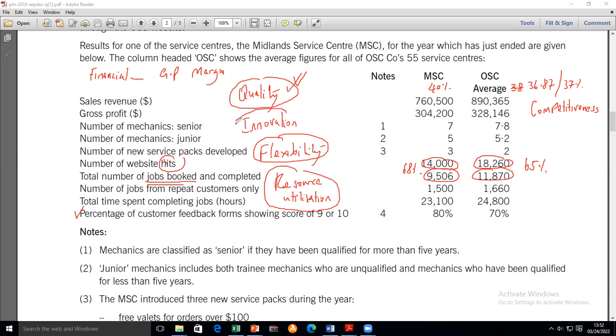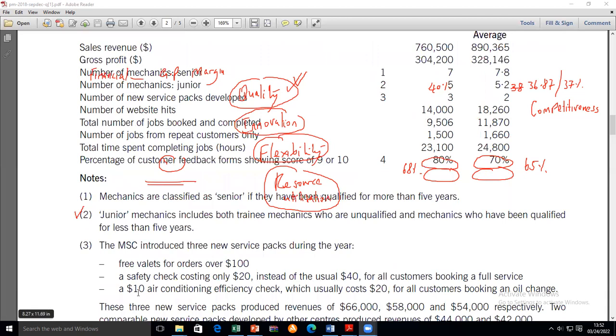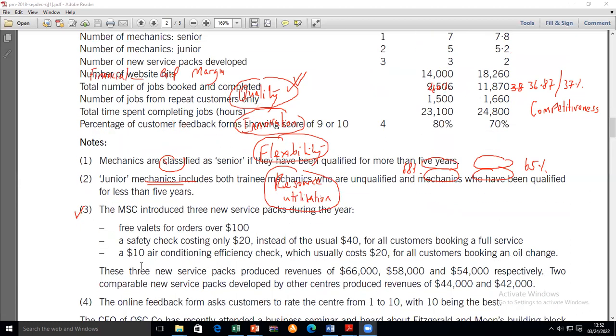What of innovation? Which one can we use? They have told us the revenue. We can use the sales revenue on new services. Excellent. You guys have done a good job. So how much revenue is coming from the new parts? They have given us the revenue from the new products produced.